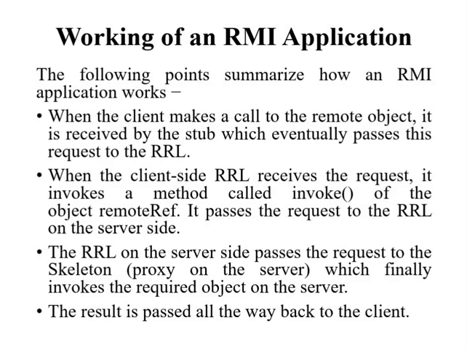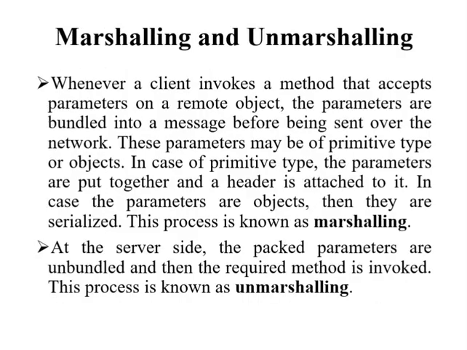At the server side, the packed parameters are unbundled and then the required method is invoked. This process is known as unmarshalling. When using a primitive type, the parameters are combined and the header is added. Objects are serialized. If the parameters are objects, marshalling is the term for this procedure, while the packed parameters are unbundled on the server and the required procedure is then invoked, unmarshalling is the term for this procedure. This is all about marshalling and unmarshalling.